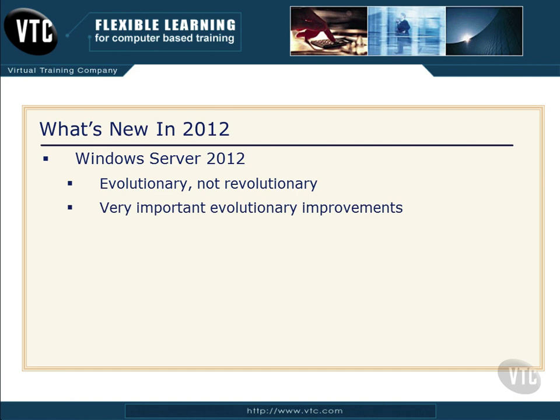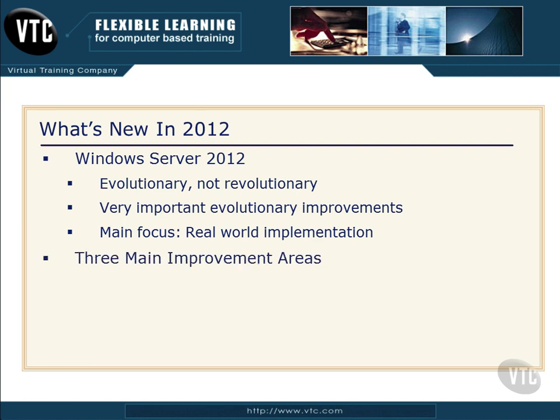But there are some very important evolutionary improvements that are, as a package, getting a lot of attention and making Windows Server 2012 look very, very good to a lot of administrators. The main focus in Windows Server 2012, when you boil it all down, was improving real-world implementation, making this thing work out there in the real world and meeting the needs of administrators the way they really are. Now, there are three main improvement areas that can be identified in Windows Server 2012.